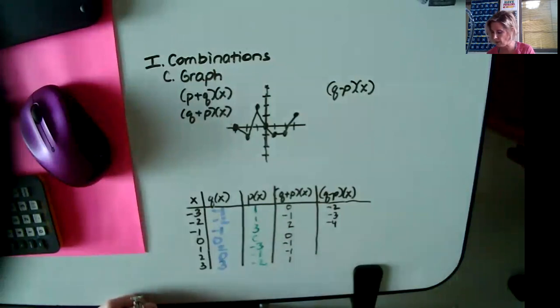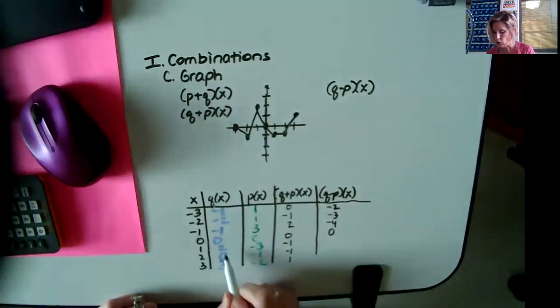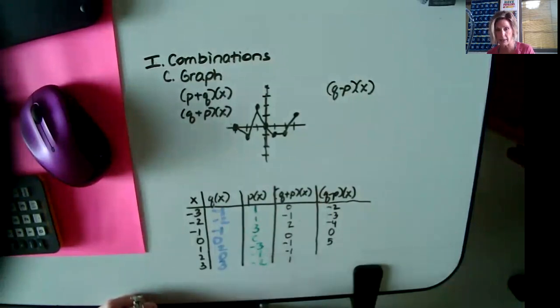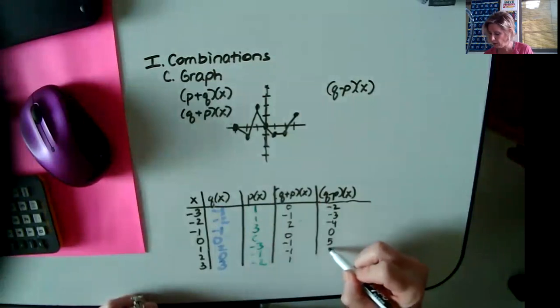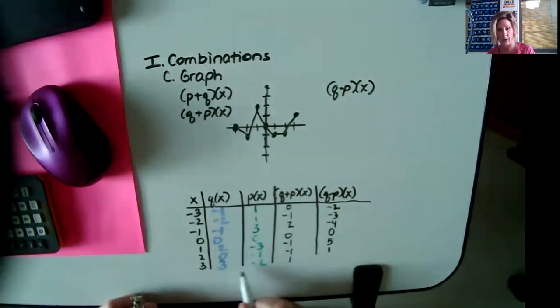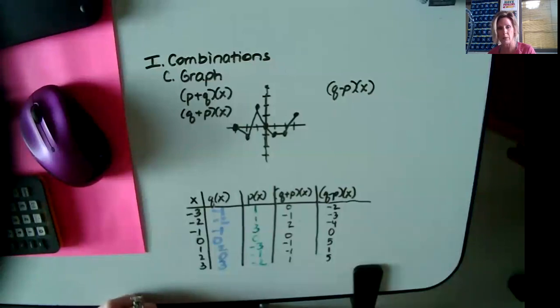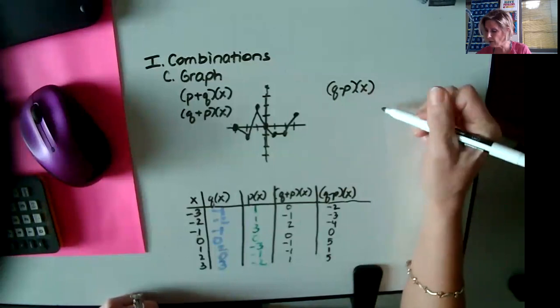0 minus 0 is 0. 2 minus -3 is 2 plus 3 or 5. 0 minus a -1 is 0 plus 1, which is 1. And 3 minus a -2 is 3 plus 2 is 5. So now let me go ahead and graph this one.